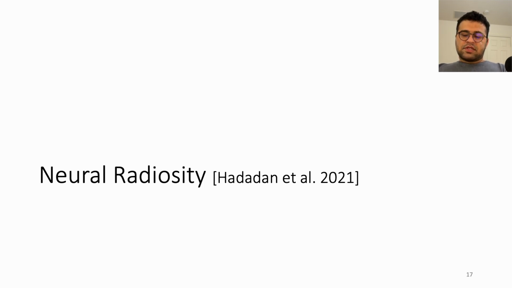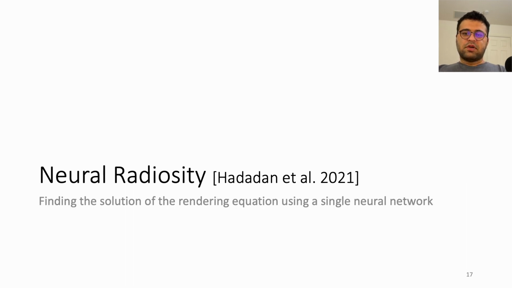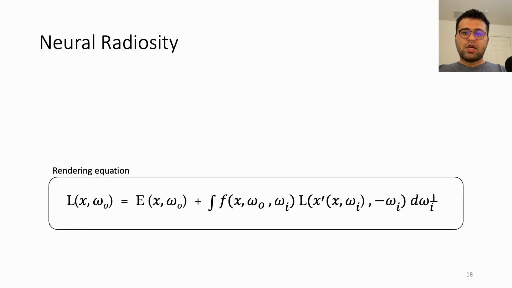Our training of the radiance cache is inspired by prior work called neuroradiosity, which is basically a method of finding the solution of the rendering equation using a single neural network. Okay, let's dig deeper in this method by first looking at the rendering equation, which is the foundation of the physically based rendering methods. This equation ensures that energy conservation holds at every scattering event in the scene. In other words, at every scattering event, the outgoing radiance equals emission plus the amount of incident light that is scattered towards the outgoing direction.